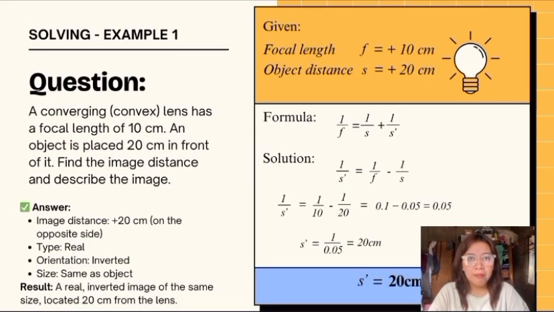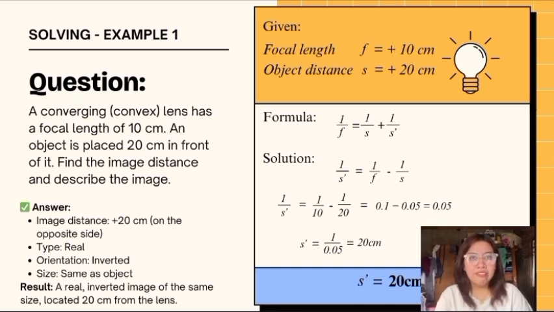Next, we use the mathematical method to check our graphical result. We use the lens formula, which is 1 over f equals 1 over s plus 1 over s prime, where f is the focal length, s is the object distance, and s prime is the image distance. For example, we have a convex lens with a focal length of 10 centimeters and the object is 20 centimeters away. Again, we use the same formula, 1 over f equals 1 over s plus 1 over s prime. So we substitute the given values.